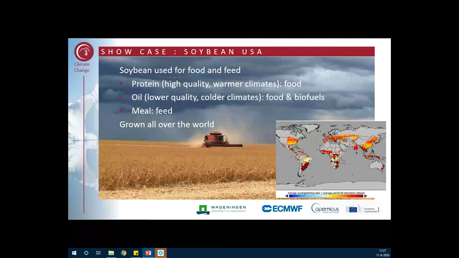So in this case, we focus on soybean, which is of course used both for proteins, especially in the warmer climate where the higher protein levels are generally achieved, while the oil part of the soybean is generally grown in the more colder climates and is much used for both food, but also, for example, important for biofuels. And of course, the soybean meals and the residuals are very much used as feed in the cattle and the pig industry, for example.